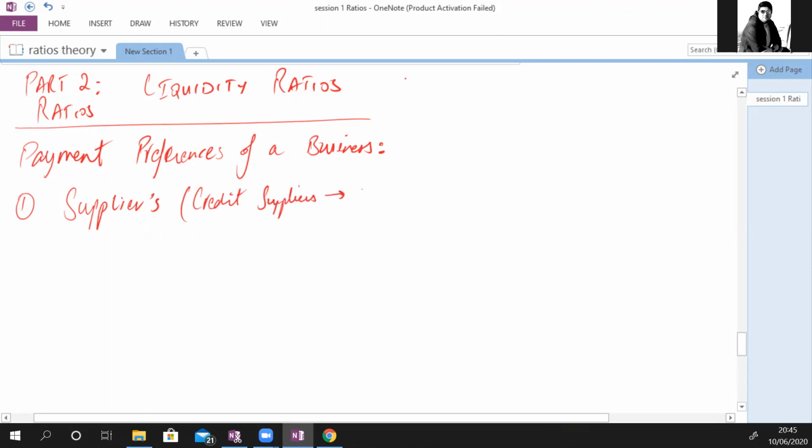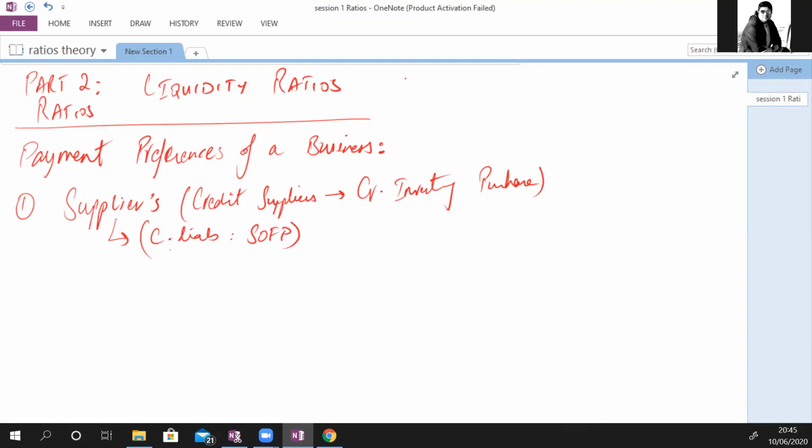With suppliers, definitely your credit suppliers, जिनसे आप लोगों ने क्रेडिट पे इन्वेंट्री परचेज की थी. And where would they be? Definitely in your current liabilities in the SOFP section. So the first payment preference would be to suppliers. Why is that? If you won't pay them, they will stop supplying you with raw material or finished goods, whichever you were selling or producing. And exactly what's going to happen is कि आपके business की पूरी supply chain या फिर production chain या operation chain आपकी बंद हो जाएगी.